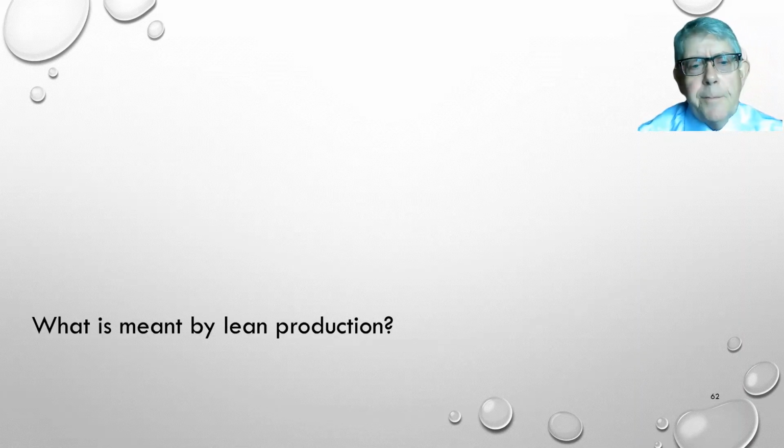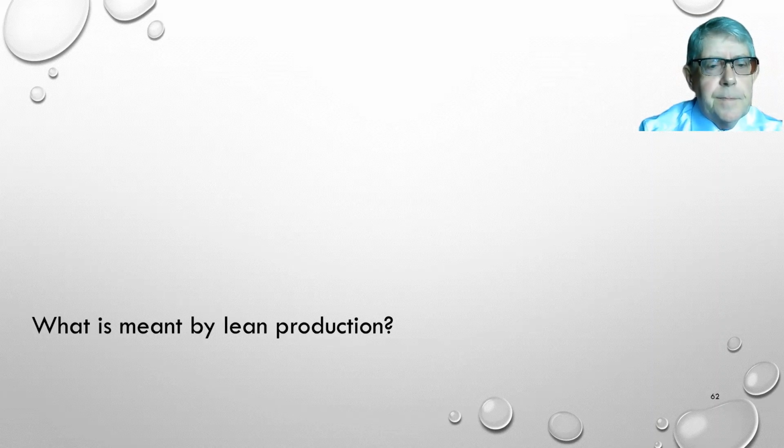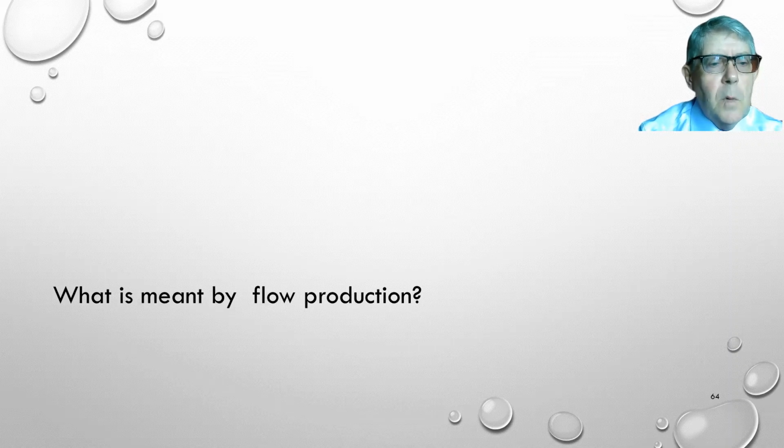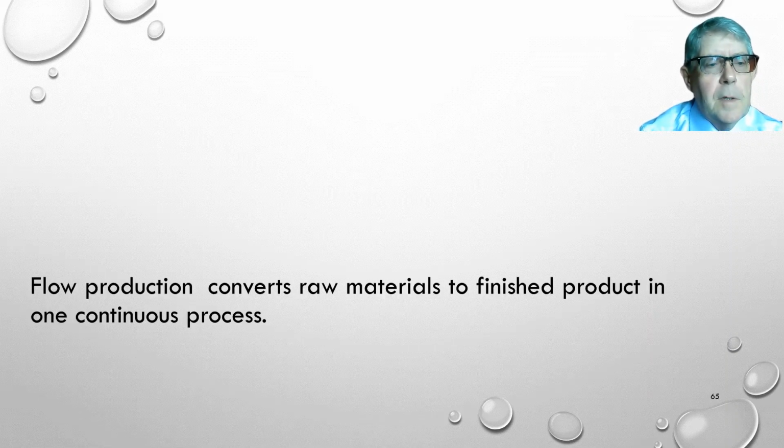What is meant by lean production? Where production occurs with minimum waste in terms of material or labour time, thereby helping to minimise costs. What is meant by flow production? Flow production converts raw materials to finished product in one continuous process.